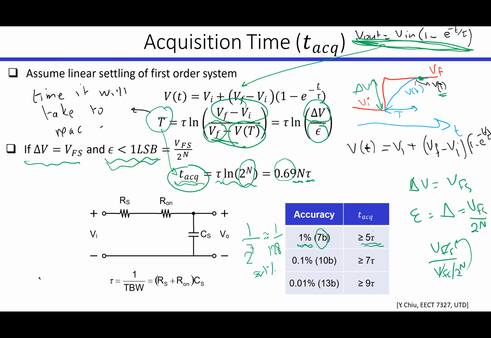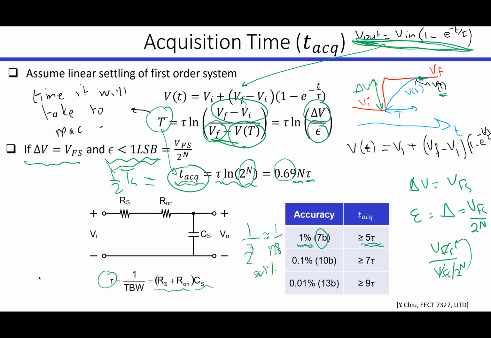So if you have a 7-bit ADC, your acquisition time is basically more than 5 times the time constant. So now, knowing this, you can decide the R on based on the value of tau. And your T acquisition is basically half time, let's say a maximum value of it is half of your TS.